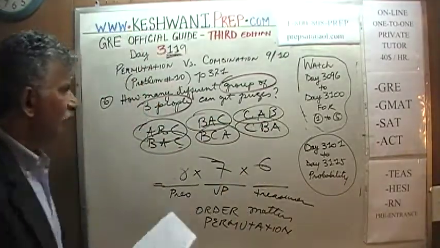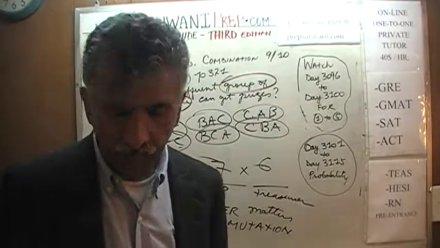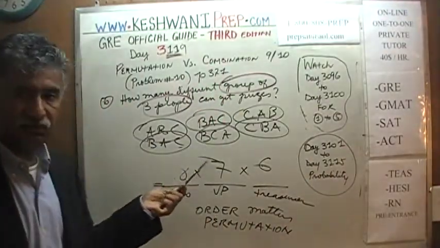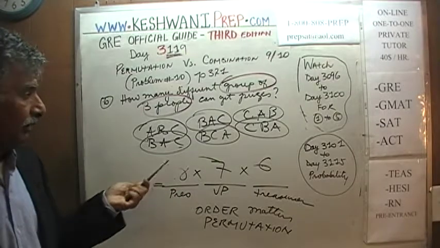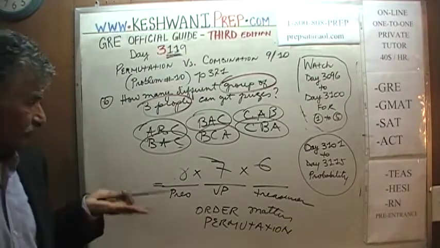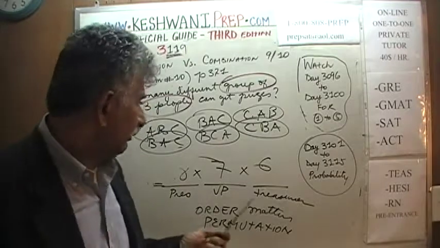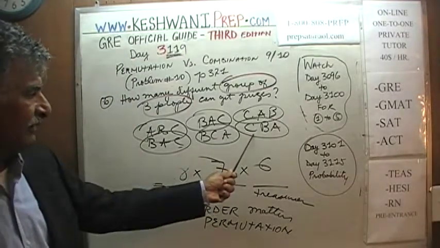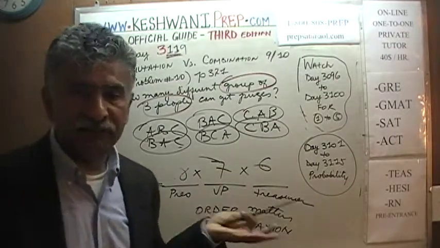1, 2, 3, 4, 5, 6. There are six groups. Are there six groups? No, there are not six groups. This is just one group. It's the same three people. It's a group of three people. Whether you pick A first and then B, or C first and then B and then A, it's a group of three people.